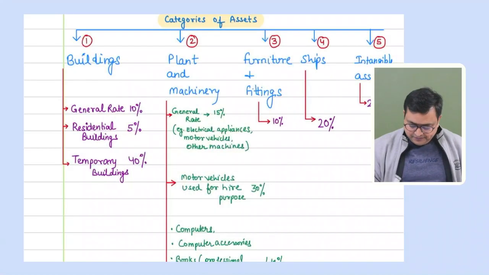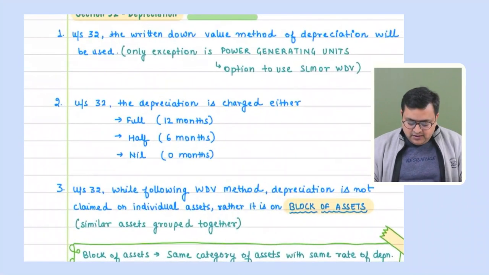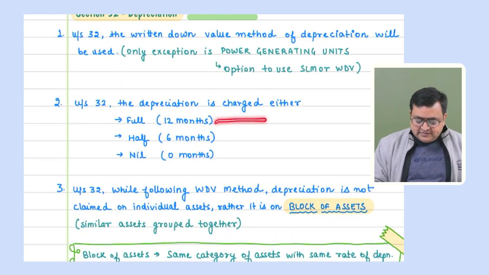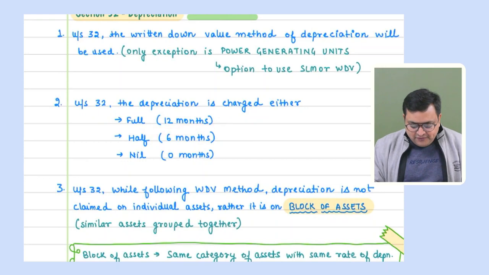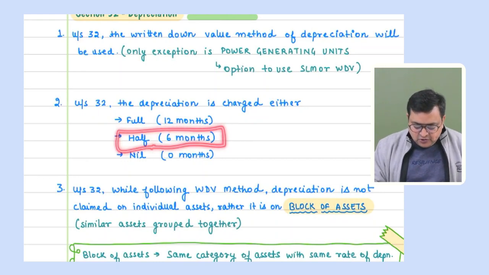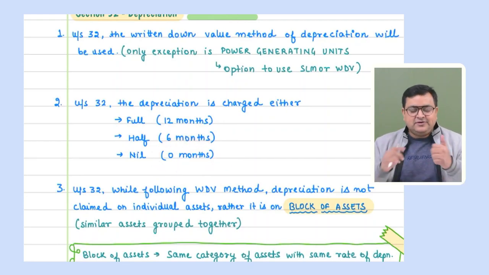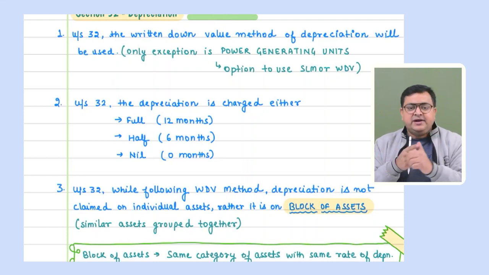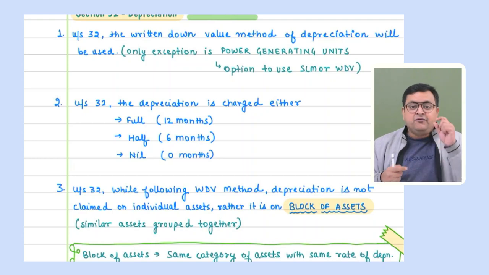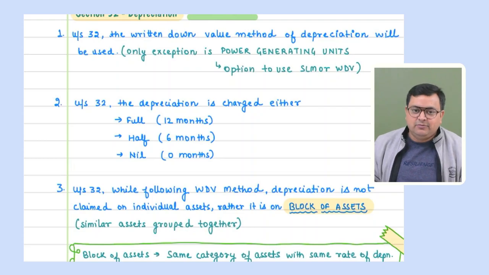I've written this also on this page 5.4. Under Section 32, depreciation is charged either for the entire year, that is full depreciation, or for 6 months, or we do not charge depreciation at all. Got it? So first, I told you WDV method we will use, and SLM could be used only for power generating. Second, block of assets, not individual assets, when we are using the WDV method. When using WDV, please charge depreciation on block of assets.